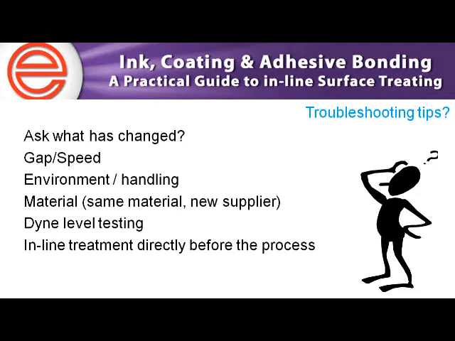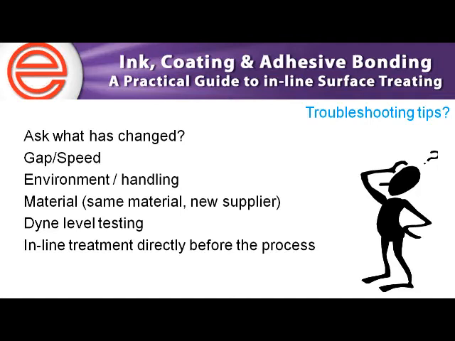Another would be mold release. Is there additional mold release on the part that wasn't there before? That can really affect your results. With all of these, we can use Dyne pens or Dyne solution to test our surface energy. We talked about that slide earlier with the different measurements that can be taken. It's one way to help troubleshoot what's going on and if it truly has changed as far as incoming surface energy goes.